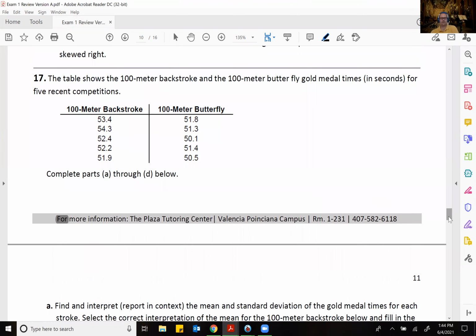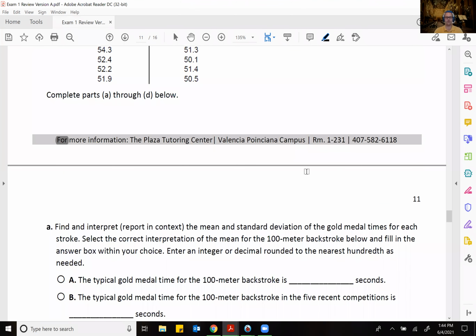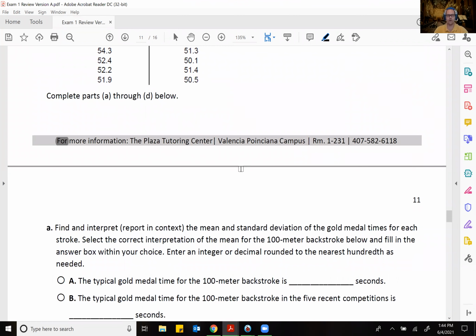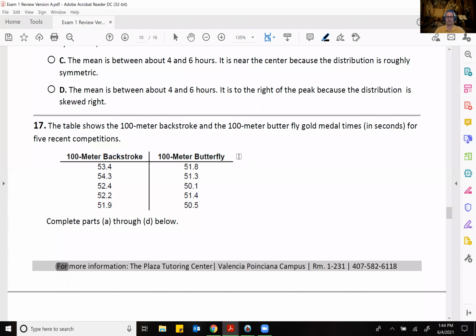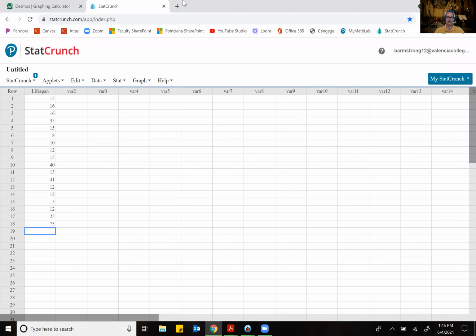So we got this table here. The table shows 100-meter backstroke and 100-meter butterfly gold medal times in seconds for 5 recent competitions. So we're going to complete part A. We need to find some means and standard deviations. So over here, you would have that little icon, that rectangle on rectangle box, that you can import this directly into StatCrunch. So I'm going to open up StatCrunch real quick, and I'm going to input my data.